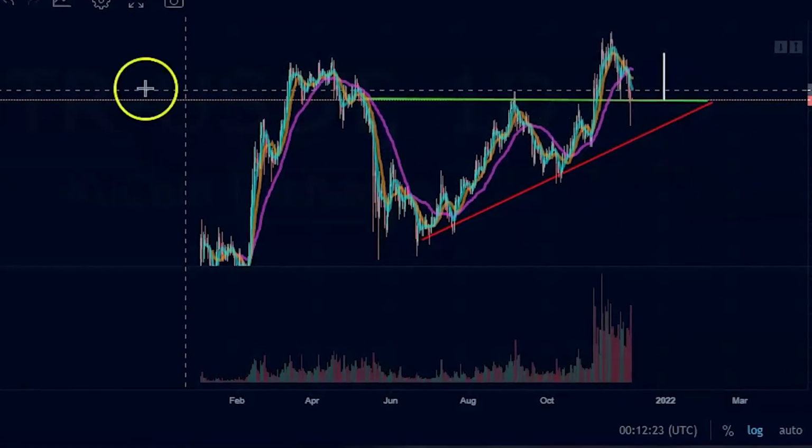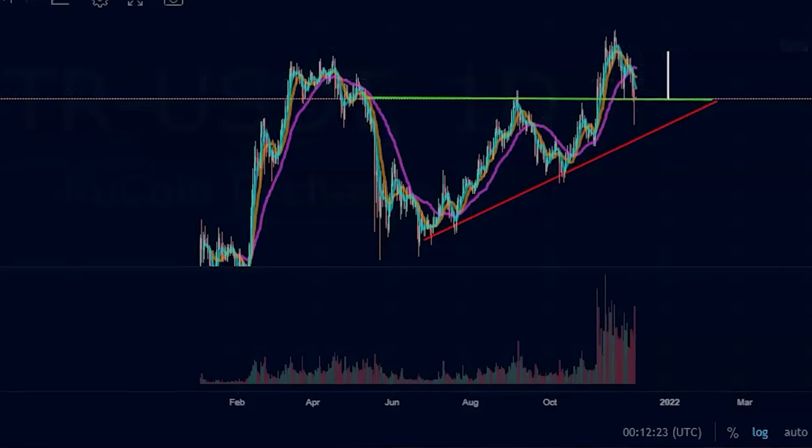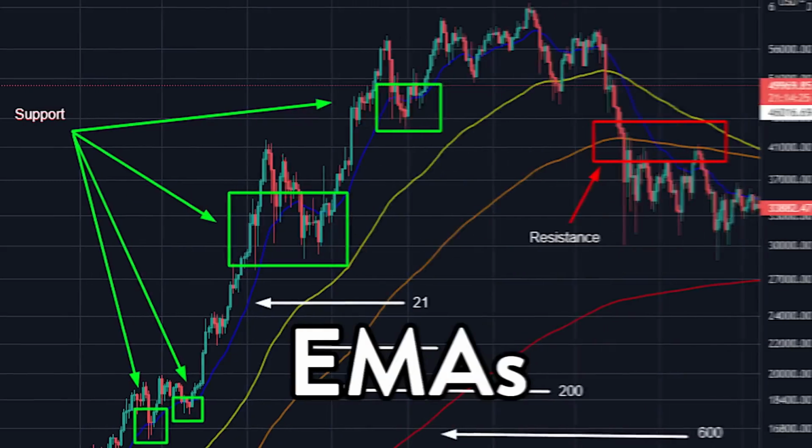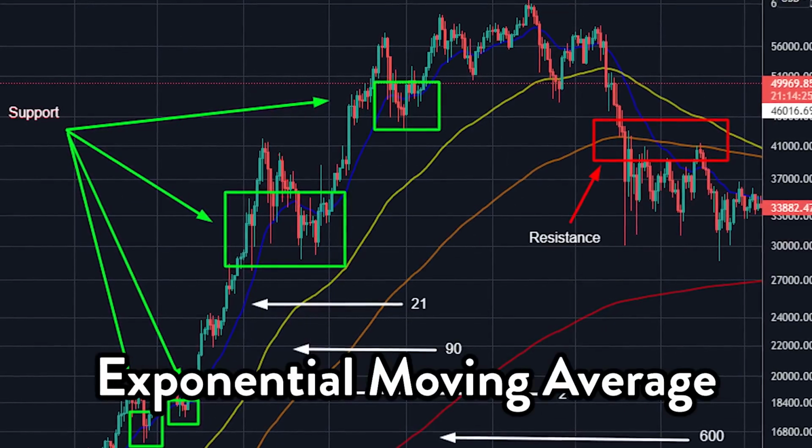We can also use indicators to tell us if we're unlikely to hit the exact target. Indicators I like to use are EMAs, which stands for exponential moving average. My settings are at 21, 90, 200, and 600. This indicator will tell you when the price is likely to hit short-term support or resistance levels. And there you have it.